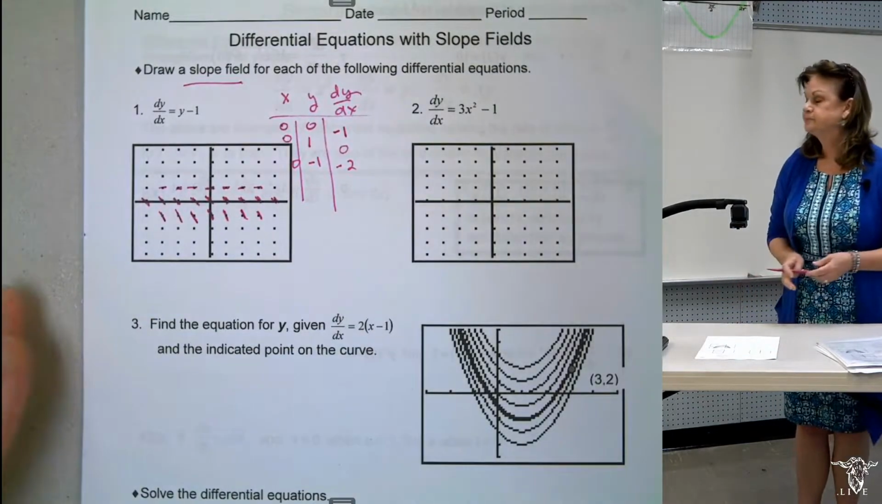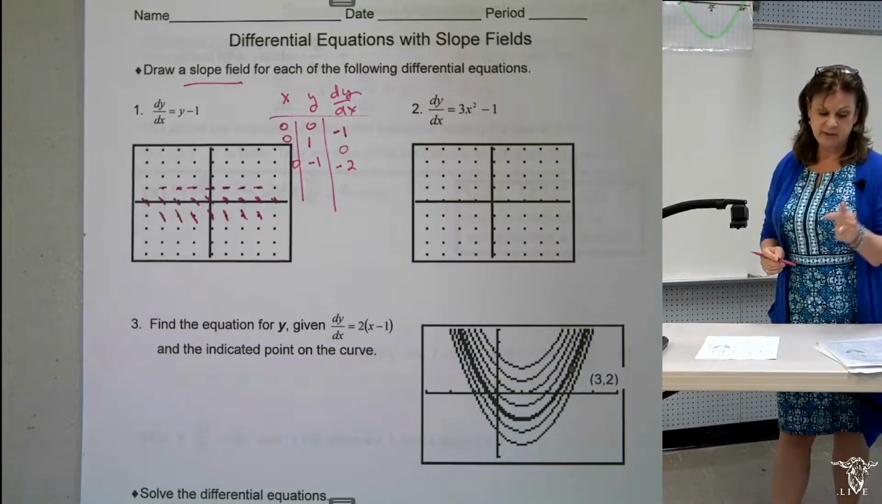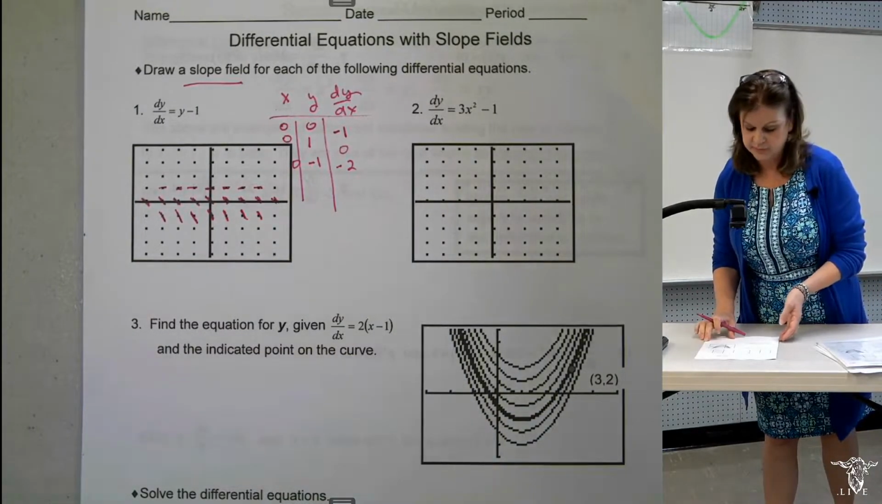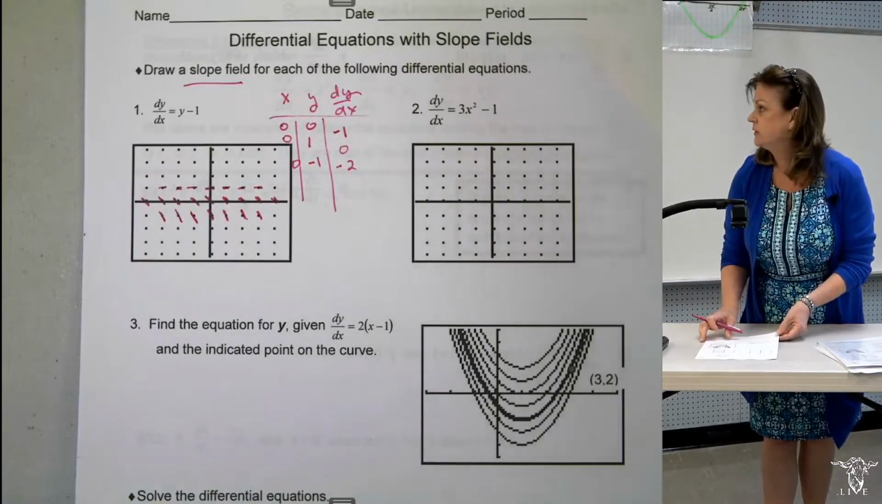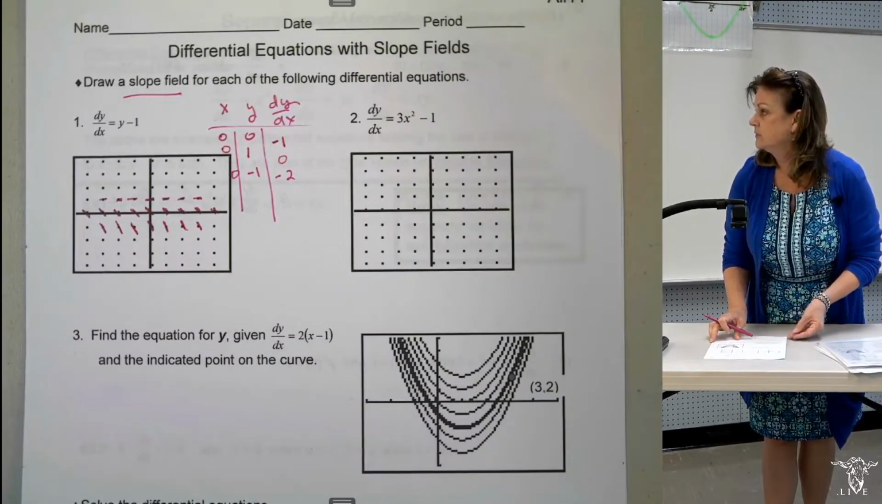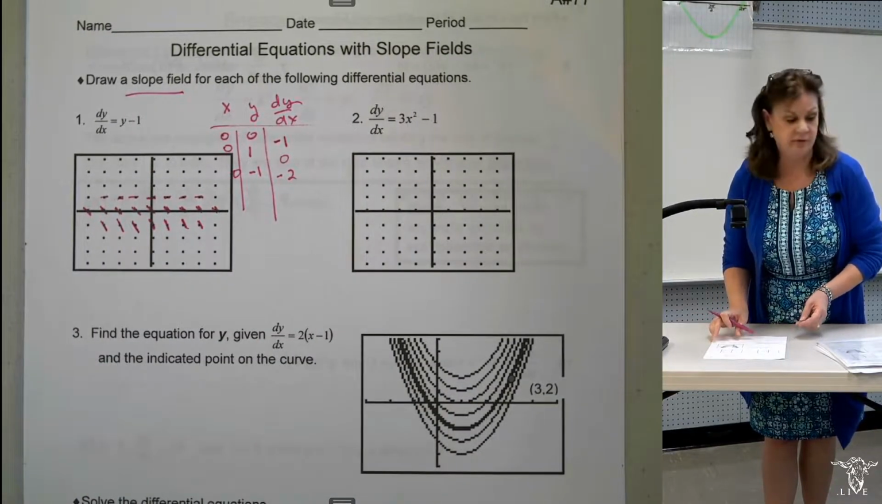And there you go. All right, take a minute and try problem 2. Notice what you're dependent on. Do a table of values and just sketch out what you think is appropriate.